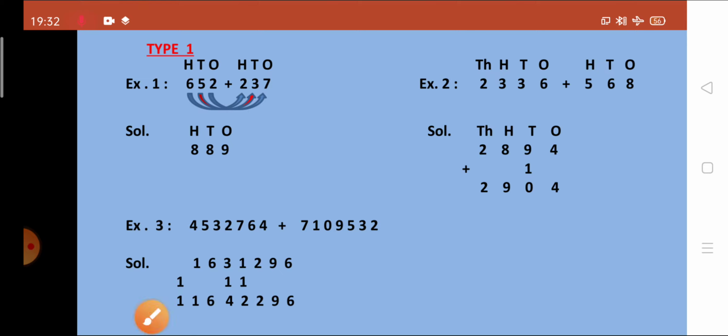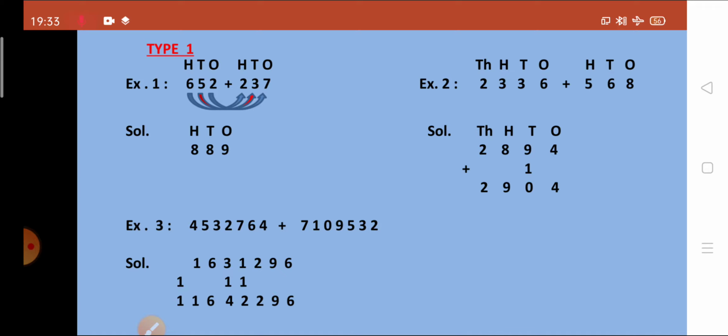And what I do now, I simply add all the things. If I add it, 4, 9 plus 1 is 10, 8 plus 1 is 9, and 2. Hence the answer is 2904. This is how you do an addition when you have a bigger number.